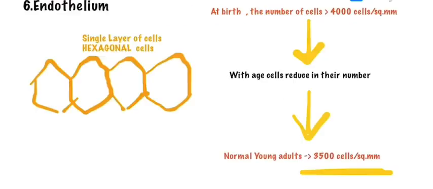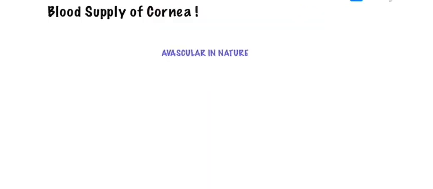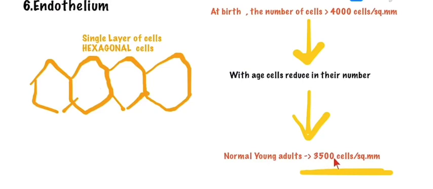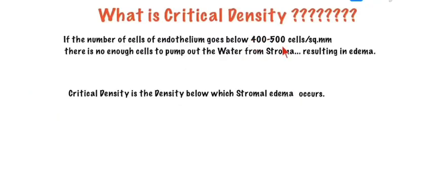So what happens if the cells are very low in number? If the cells are very low in number, there are not enough cells to pump out the water, right? The pumps are required, and so are the cells. The cells should be 3,500 in adulthood. If it is below 400 or 500 cells per square millimeter, it is very difficult for the pump to push out the water from the stroma, which will result in edema.